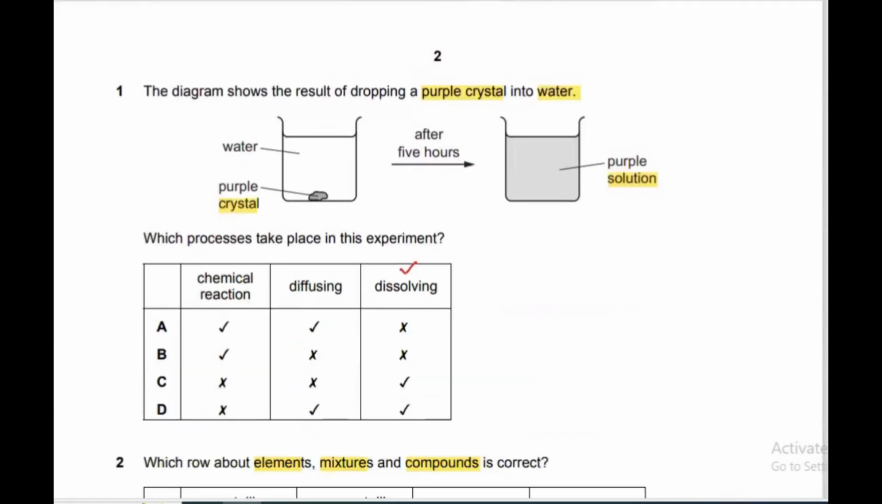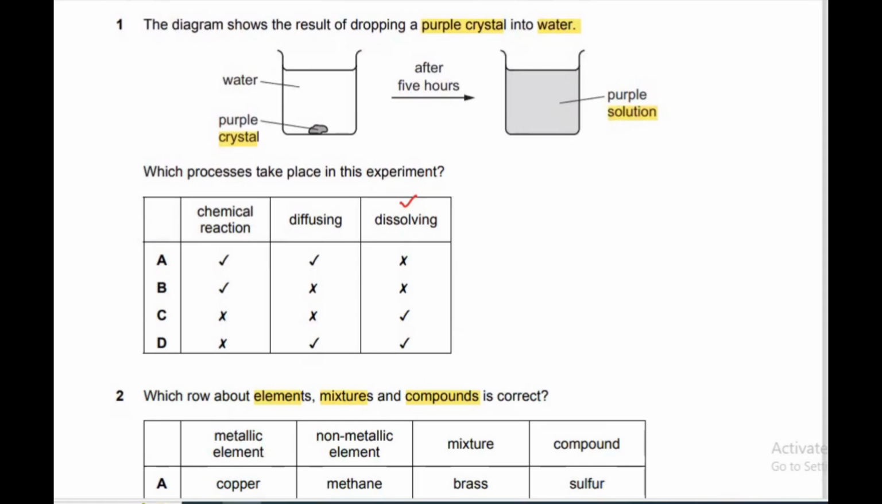Let's start from question number one. The diagram shows the results of dropping purple crystals into water. We have a purple crystal, and if it is dropped into the water, ultimately after 5 hours, we get a purple solution. So dissolving is there. This purple crystal dissolves in water to give a purple solution.